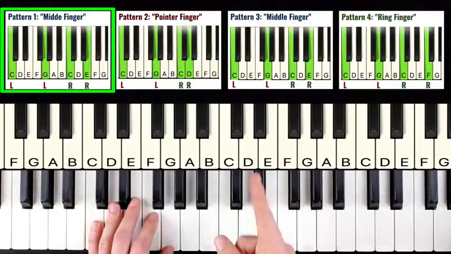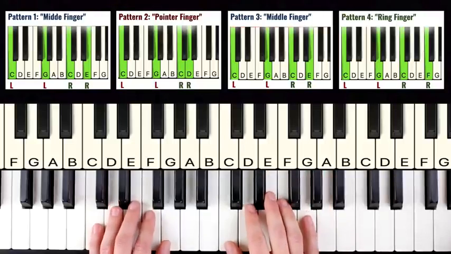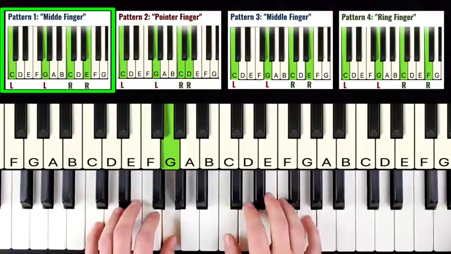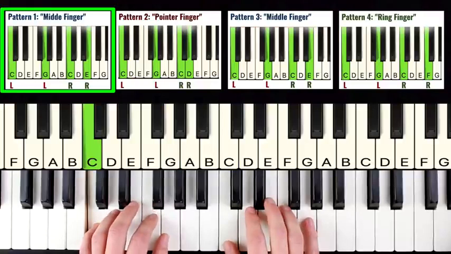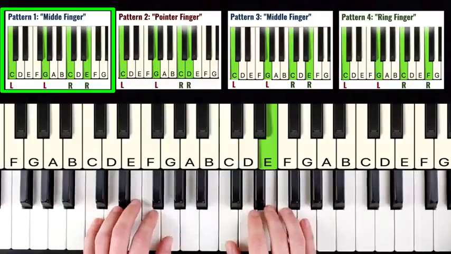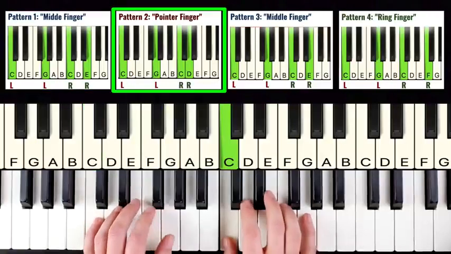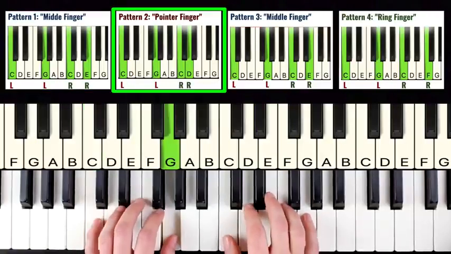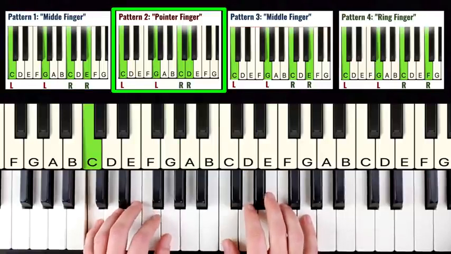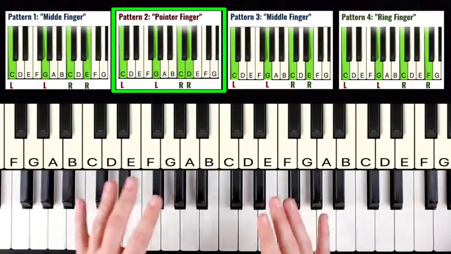And once you have that, we're going to put these two patterns together. So we're going to do pattern number 1 4 times, and then pattern number 2 4 times. So it's going to sound like this. Pattern 1, 1, 2, 3, 4. And now we're going to switch to pattern 2. 1, 2, 3, 4. Already this is starting to sound pretty cool, right?